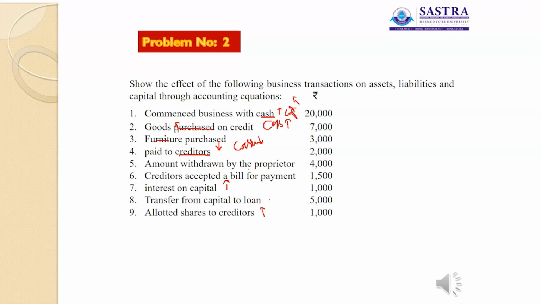Then creditors accepted a bill for payment. That is bills payable. The amount payable to the creditors rupees 1500. Then interest on capital, that is the income for us, because interest on capital is the amount of capital that should be added with the amount of capital, so that should be added here. Then transfer from capital to loan, so that is a liability. Then allotted shares to creditors, that is also one of the liabilities will be increased.